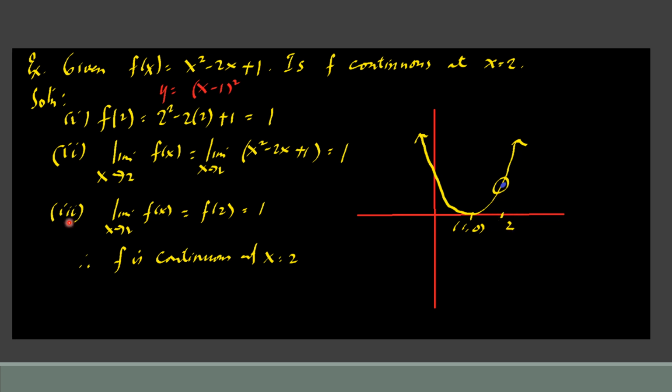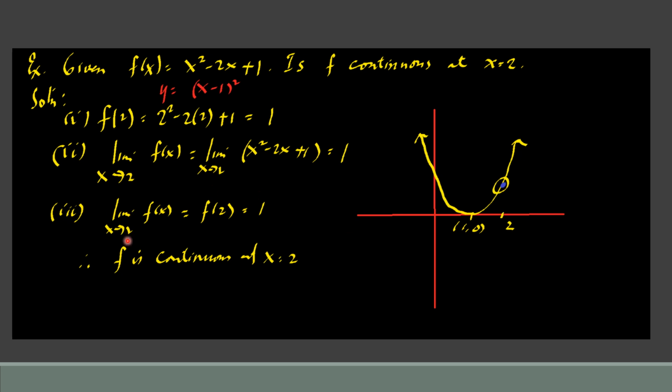So we start with the function value. f of 2 is equal to 2 squared minus 2 times 2 plus 1, equal to 1. So we determine the function value by simply substituting 2 for all the x's in f. So the function value f of 2 is equal to 1. And that represents the point (2, 1) in the graph of f.